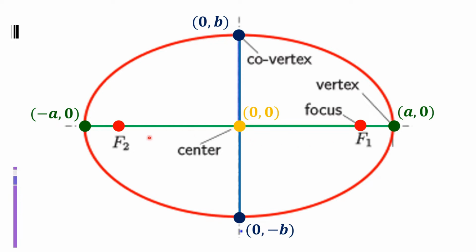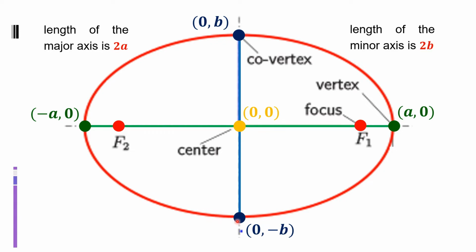Notice that the distance between the center and a vertex is a. Therefore, the distance between these two vertices is 2a. So the length of the major axis now is 2a. We also have here our co-vertices, nasa taas, tsaka nasa baba ng center natin. So notice here that from the center to a co-vertex, the distance is b. And this line from the co-vertex to the other co-vertex is called the minor axis with a length of 2b.